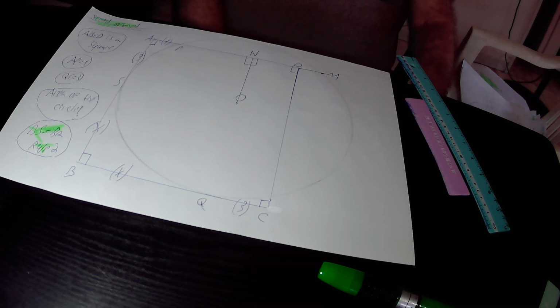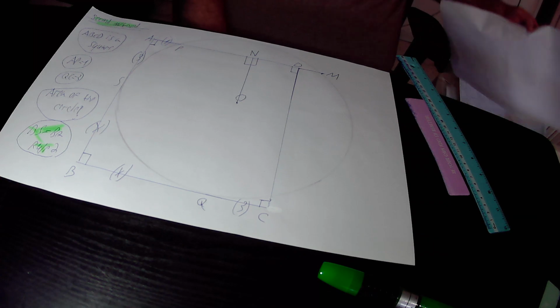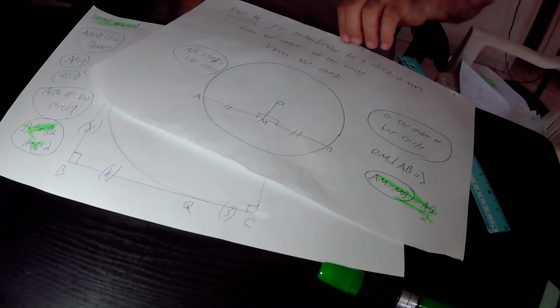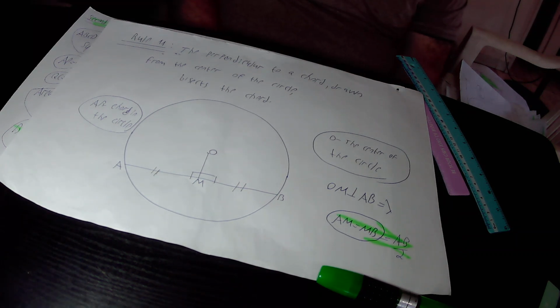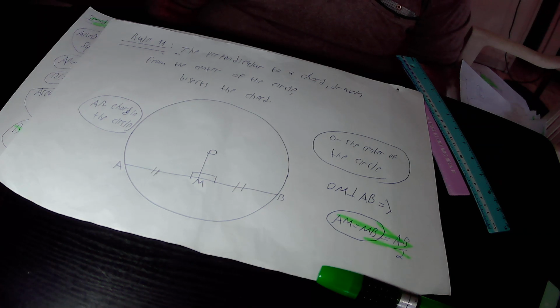Therefore, we can implement here rule 11. Whenever you draw from the center of the circle a perpendicular towards any chord, you can implement rule 11. According to rule 11, the perpendicular to a chord drawn from the center of the circle bisects the chord.